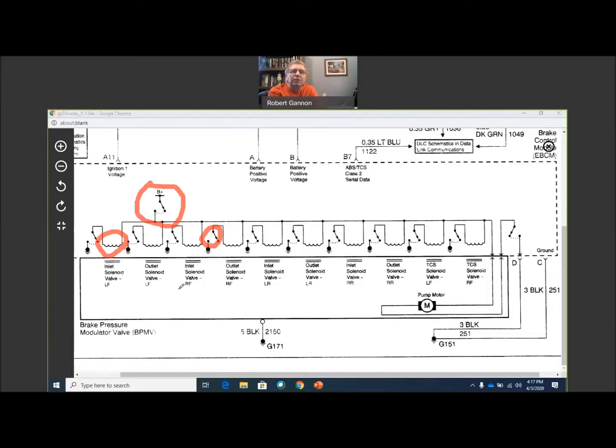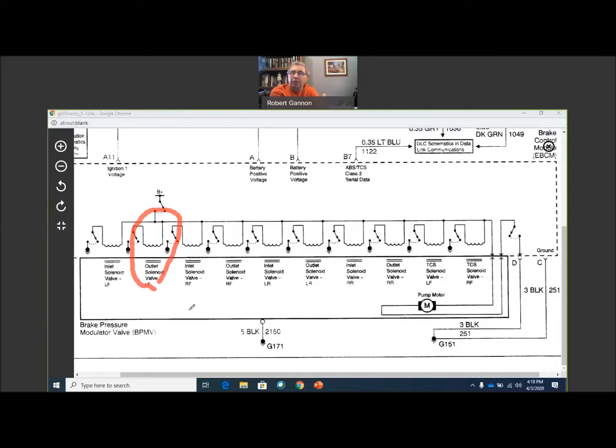So we have left front, left rear, inlet and outlet solenoid valves. The way this system works, the inlet valve is normally open, which means when it's not energized, fluid is allowed to go from the master cylinder directly through that solenoid valve out to the brake. If the wheel starts to lock up, that's when this valve is energized, blocking the flow of fluid to the brake, so no more pressure can hit the brake. It doesn't take any pressure away, it just gets rid of the pressure increase going to the brake. So no matter how hard you step on the pedal, no more brake fluid is going to go to the caliper.